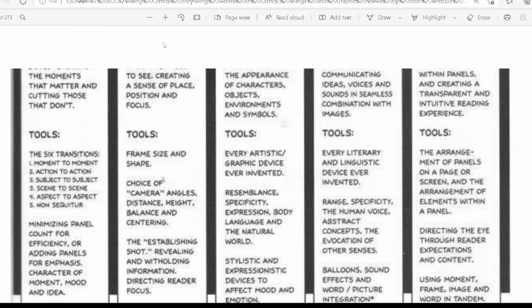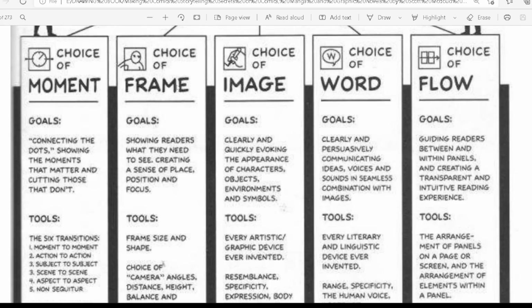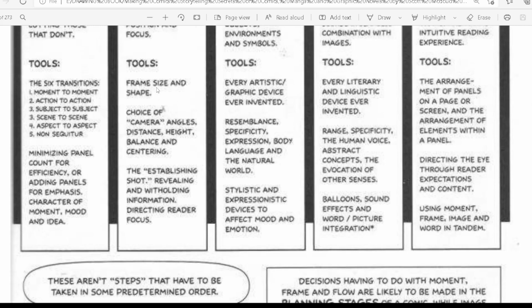So if you have a good choice of frame, then the tools that you need to keep in mind are what the frame size and shape will be. It also depends upon what kind of character and what kind of background you choose, right? According to the character, if there is a giant character in that frame, then definitely you're going to make a big frame. And if you want to show lots of buildings and cars, then you will have a big frame.